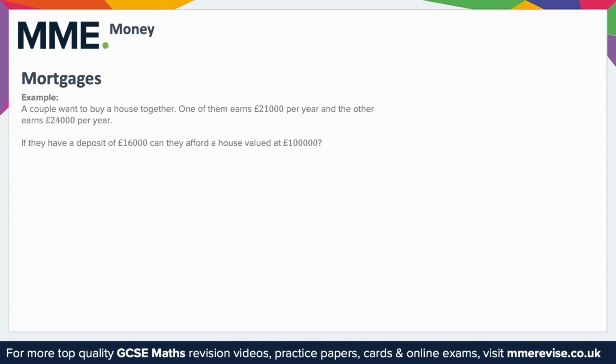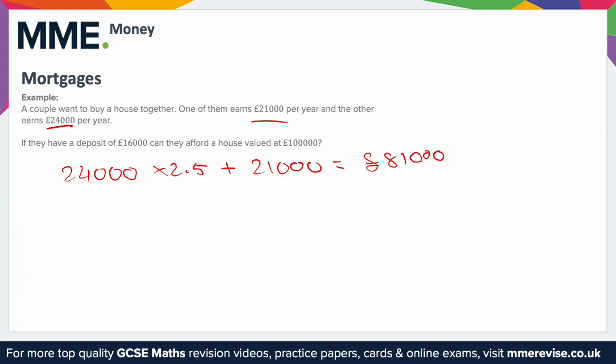For example, a couple want to buy a house together. One of them earns £21,000 per year and the other earns £24,000 per year. If they have a deposit of £16,000, can they afford a house valued at £100,000? First, we want to figure out how much they can borrow. So that's done by taking the larger amount, this, and timesing it by 2.5. And then adding the smaller amount, £21,000. That will give you £81,000 that can be borrowed.